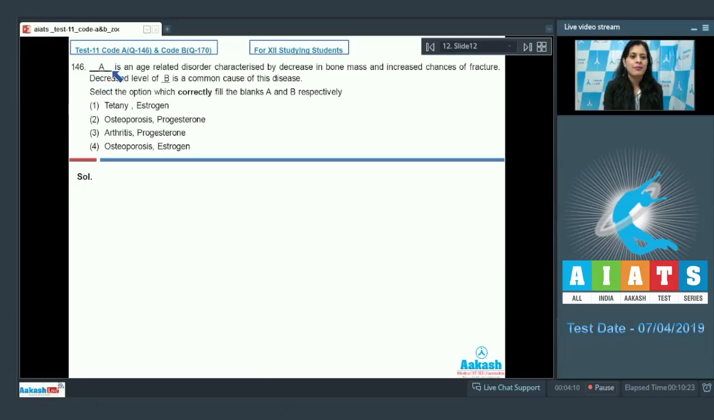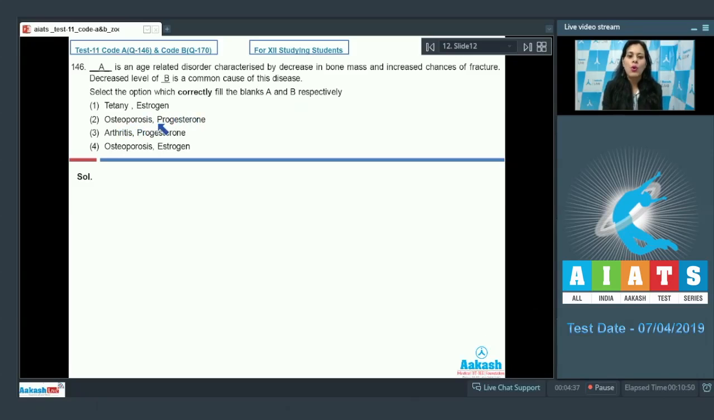Question number 146. A is an age-related disorder characterized by decrease in bone mass and increased chances of fracture. Decreased level of B is a common cause of this disease. Select the option which correctly fills the blanks A and B respectively. And the options are, the very first option given is tetany and estrogen.